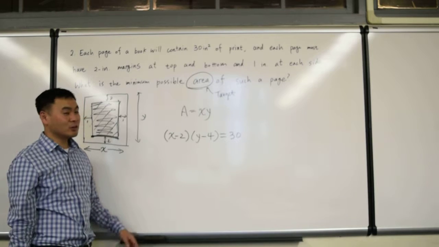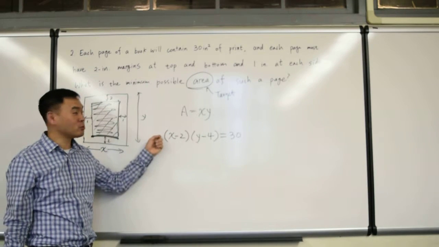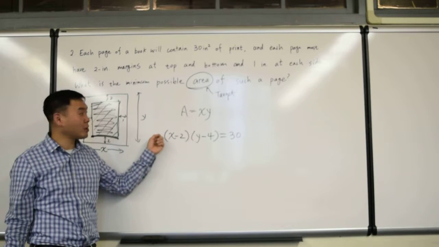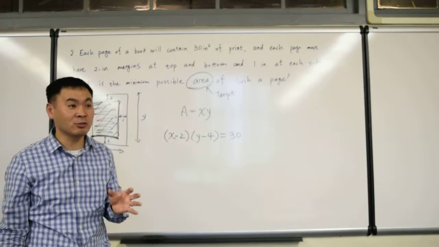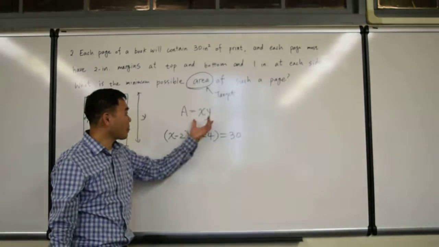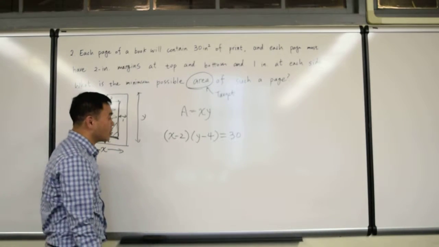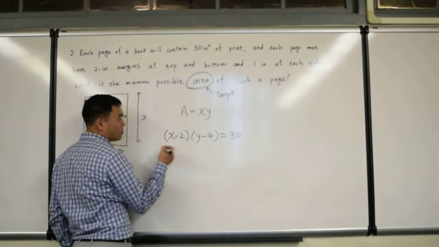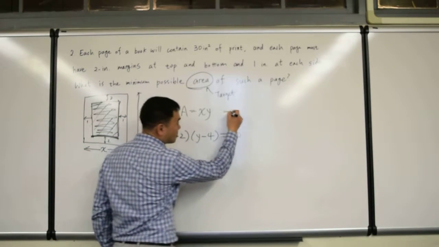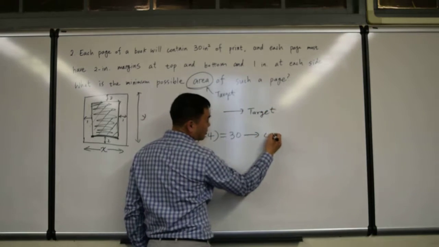How? You have a constraint, you have a target. What's the method? Solve the constraint for one of the variables, plug in the target, so the target becomes a single variable function. And you differentiate, use calculus to find the minimum. That's how you do it. Okay, so let's try that. Let's solve for y. How? Divide by x minus 2. Maybe I should write this down. Target, constraint.